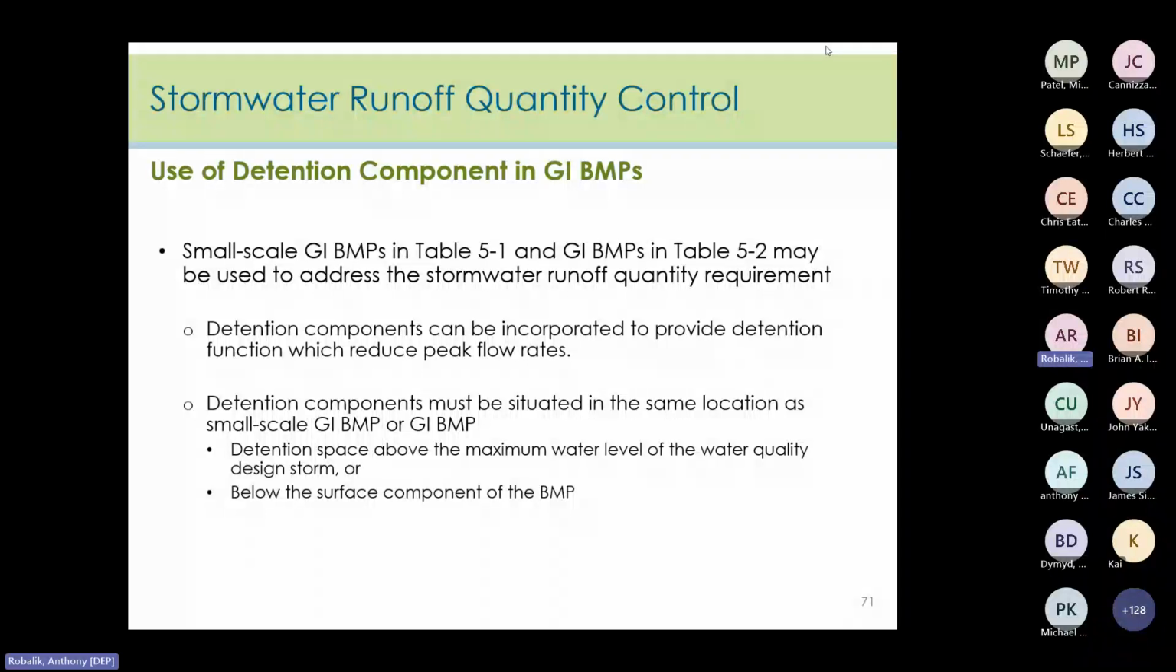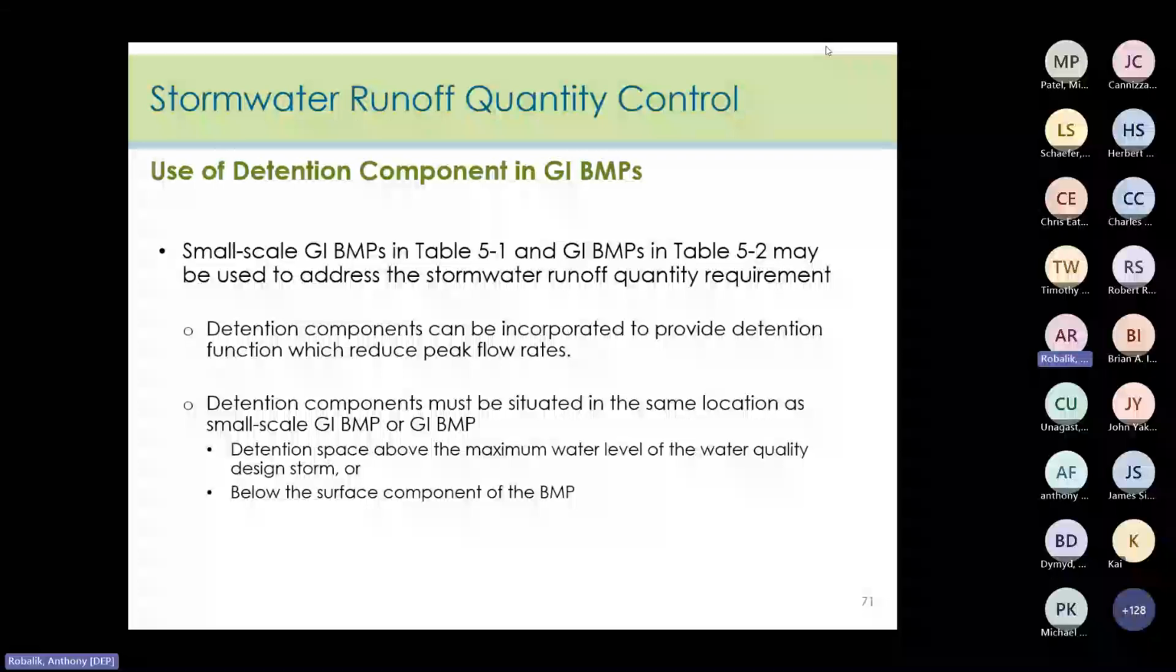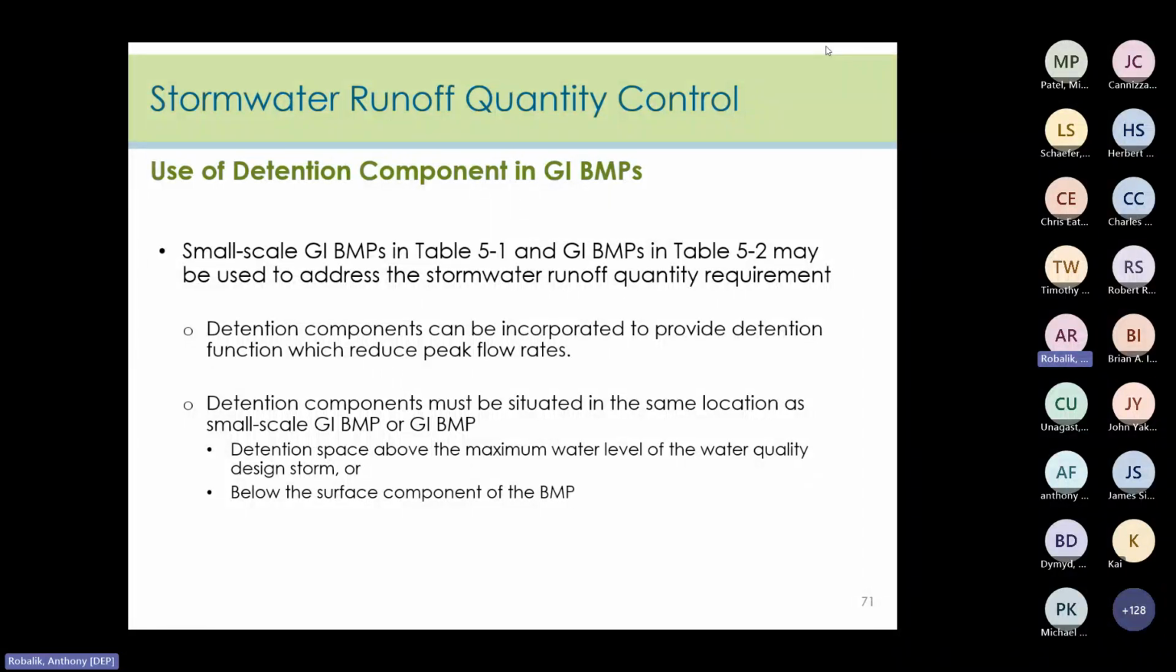So for GI BMPs, the detention component can be the detention of storage volume above the surface of the water quality design storm. For example, a small scale infiltration basin that is designed to have an outlet orifice at the maximum water level elevation of the water quality design storm can have additional outlets at higher elevations for attenuating runoff from the current and projected 2, 10, and 100-year design storms.